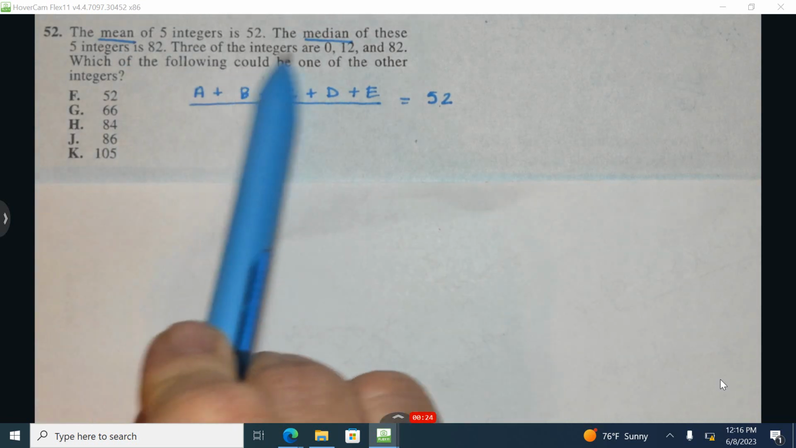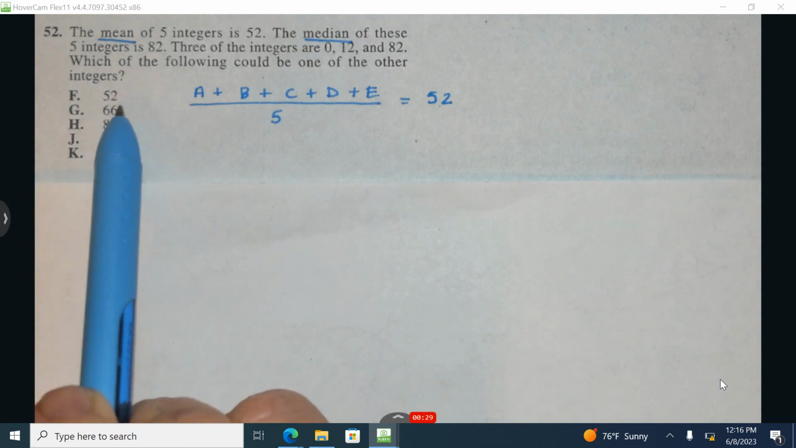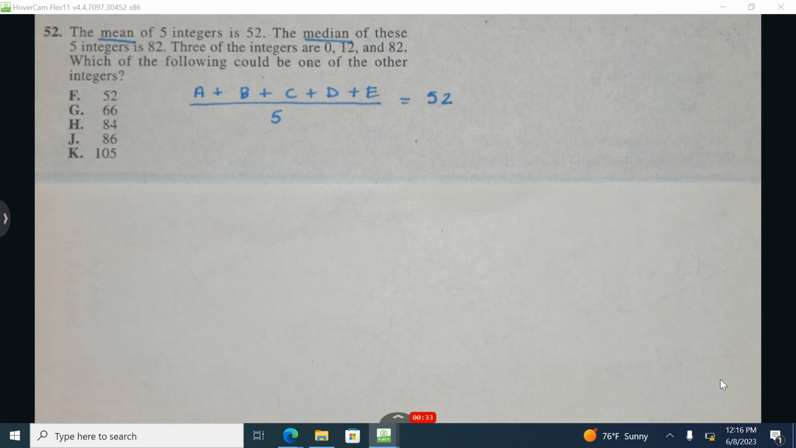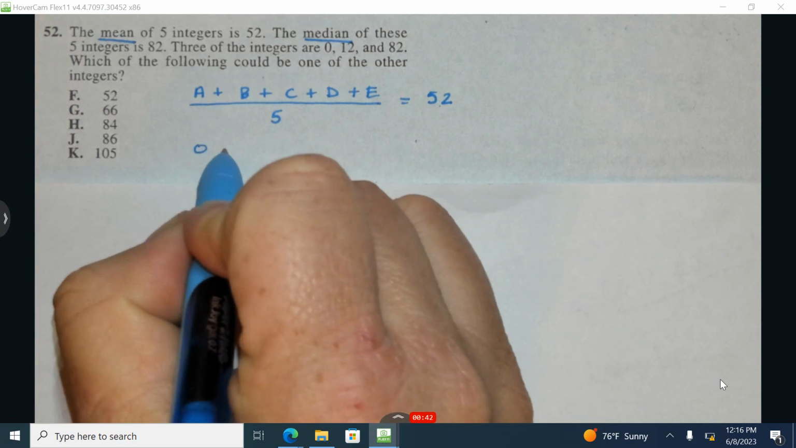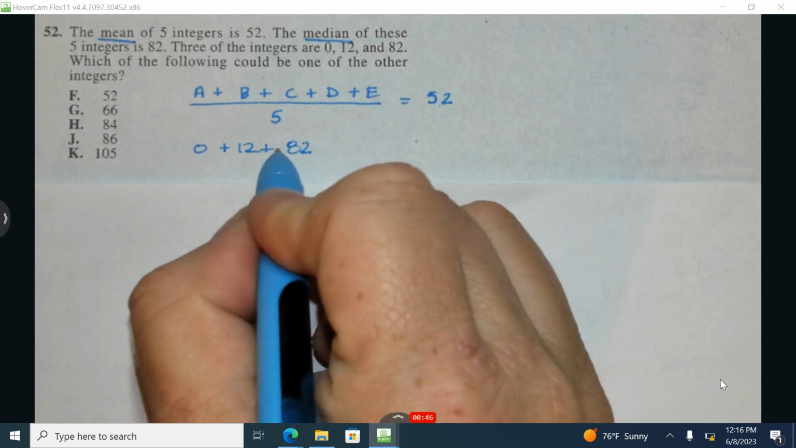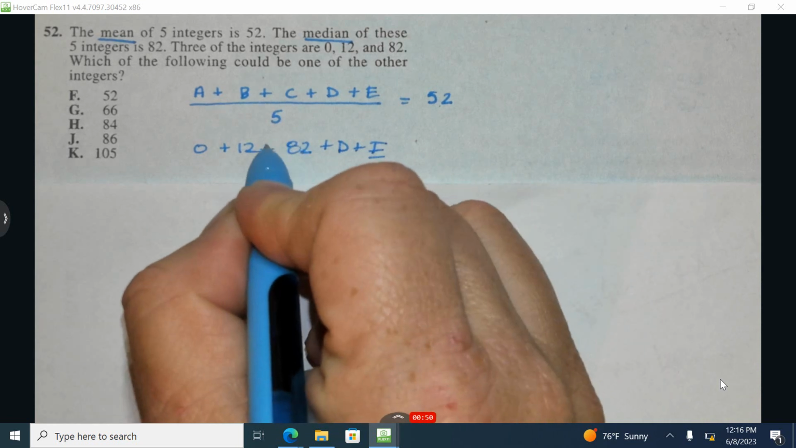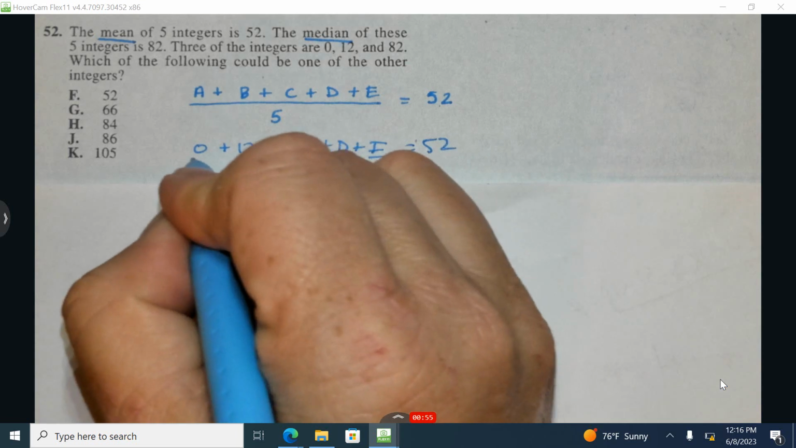Now it provides me 3 of the numbers, and we need to figure out what could possibly be one of the missing 2 numbers. So this is going to take a little bit of time, but the complexity of it is not too great. So I'm going to start by writing down what I know. I know one of the numbers is 0, one is 12, and 82. And they may not be in this order. The missing numbers D and E could potentially be between 12 and 82. Okay, so this is a fact that I know.